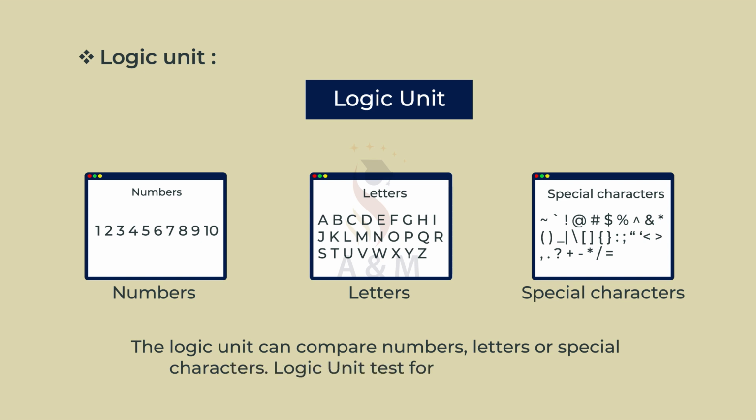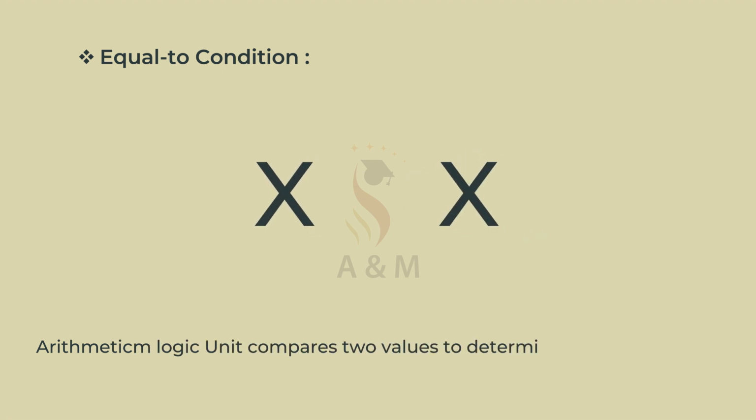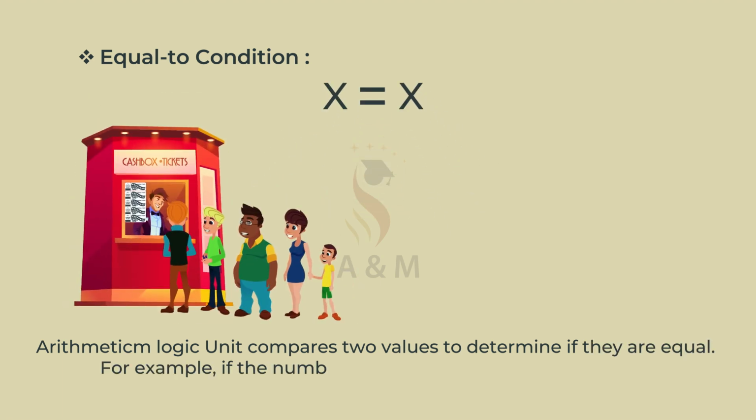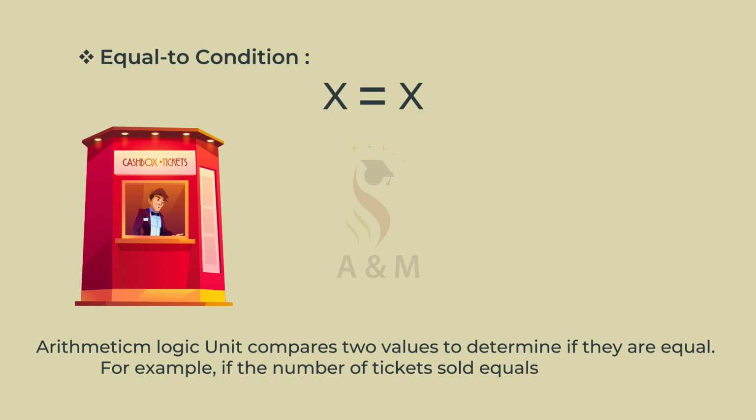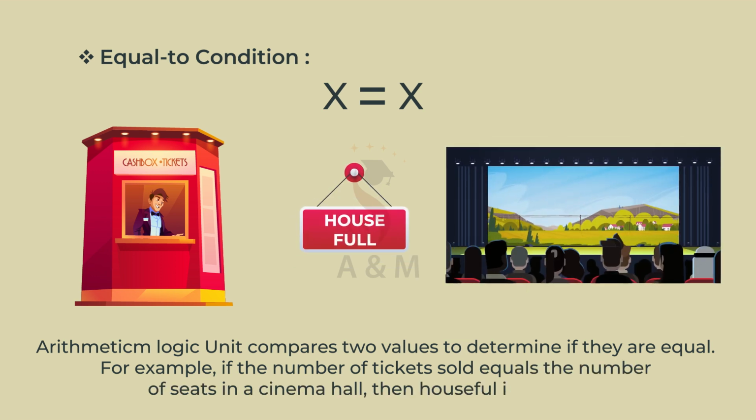Logic unit tests for three conditions. First condition, equal to condition. Arithmetic logic unit compares two values to determine if they are equal. For example, if the number of tickets sold equals the number of seats in a cinema hall, then houseful is declared.